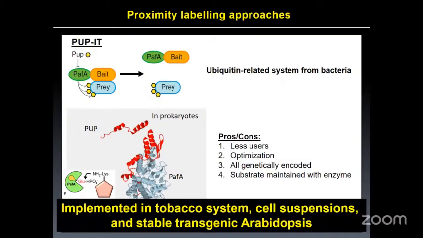So we have implemented this in a range of different systems now. Basically, leaf infiltration in tobacco, Arabidopsis cell suspension, and also stable transgenics in Arabidopsis, rice, and poplar by now. And it works quite nicely.